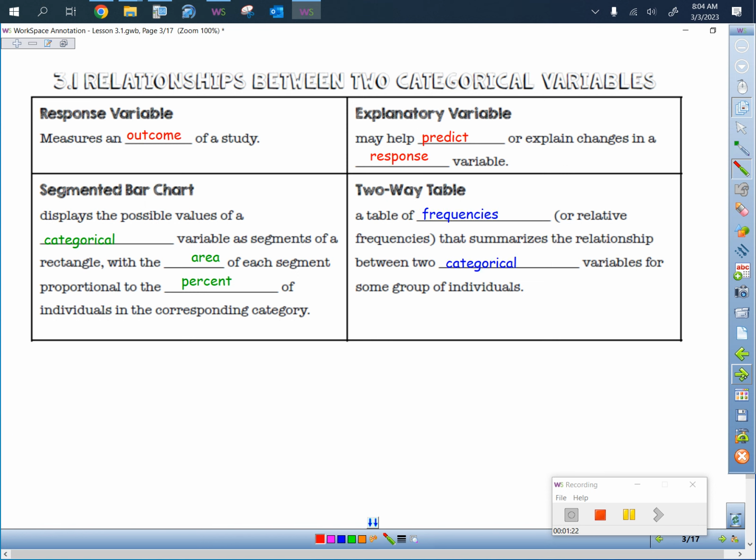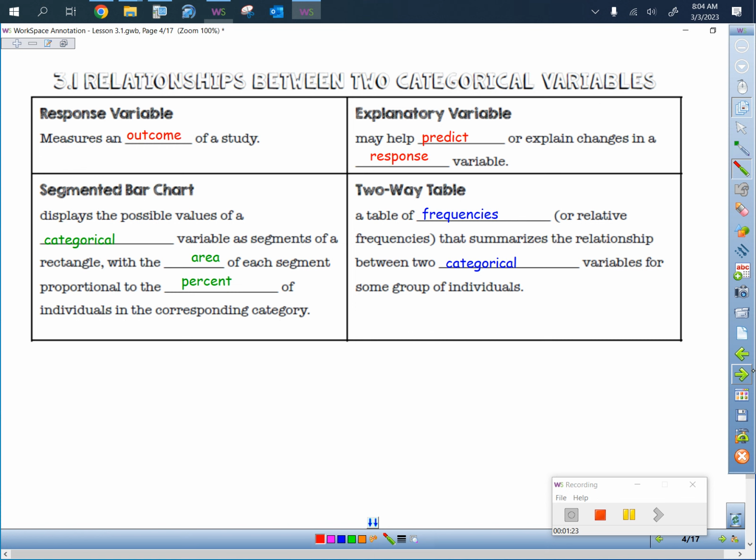And then a two-way table, that's what that spread chart was that you just did on the activity. It's a table of frequencies or relative frequencies that summarizes the relationship between two categorical variables, groups of some individuals.